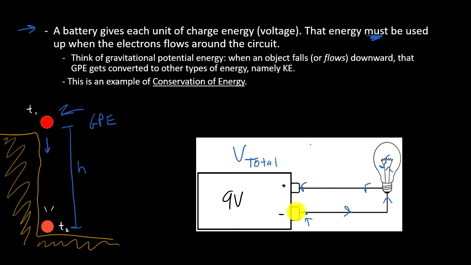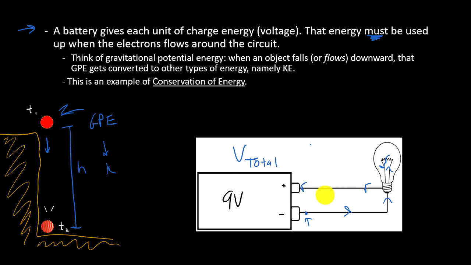Same thing with the circuits. The electrons use up all their electric potential energy by the time they finish their path flowing through the circuit. Well, where did that energy go? We know in the ball example that it gets turned into kinetic energy. GPE goes down to kinetic energy. Where does the energy go in the circuit here?